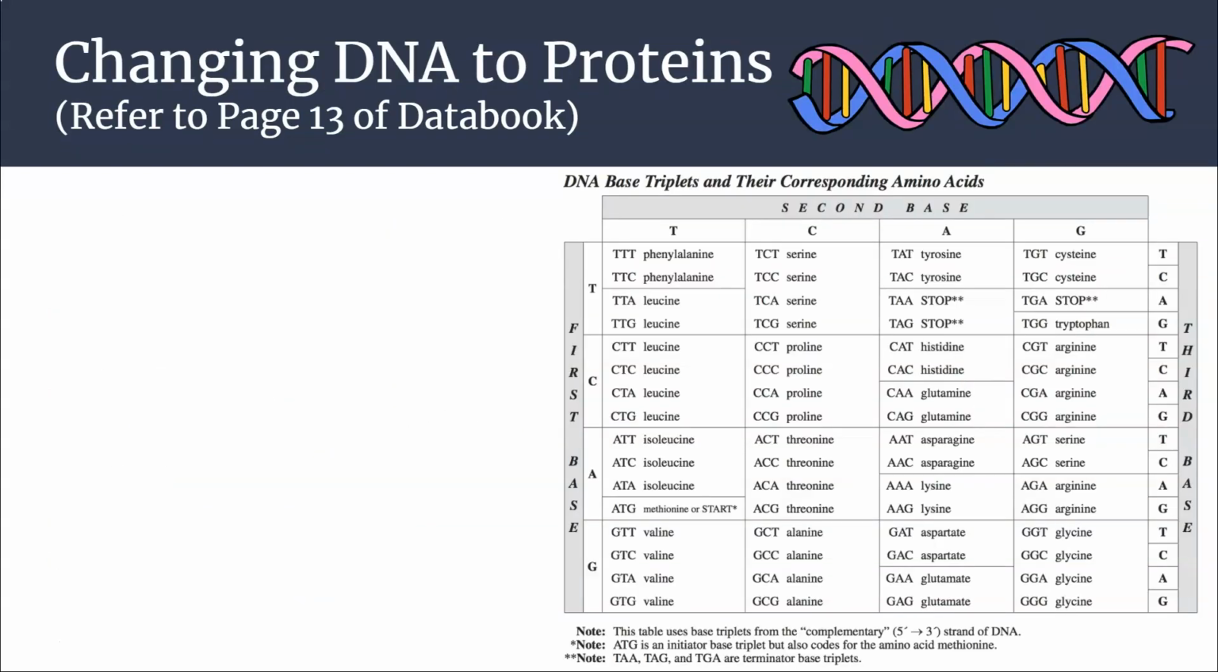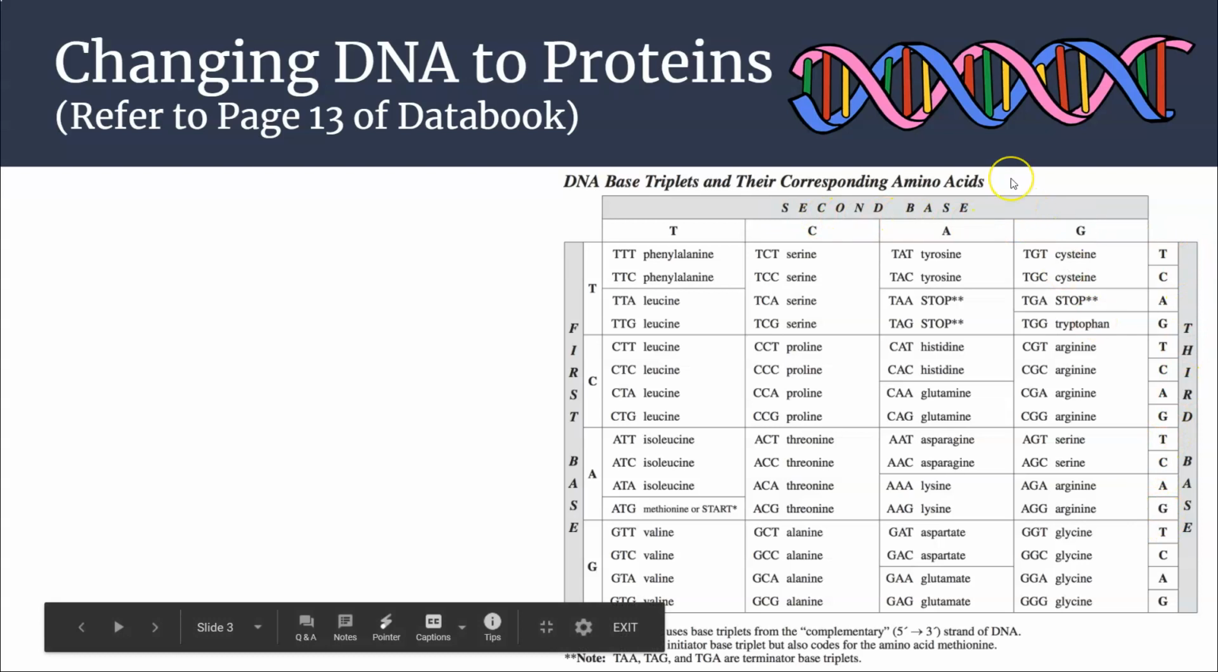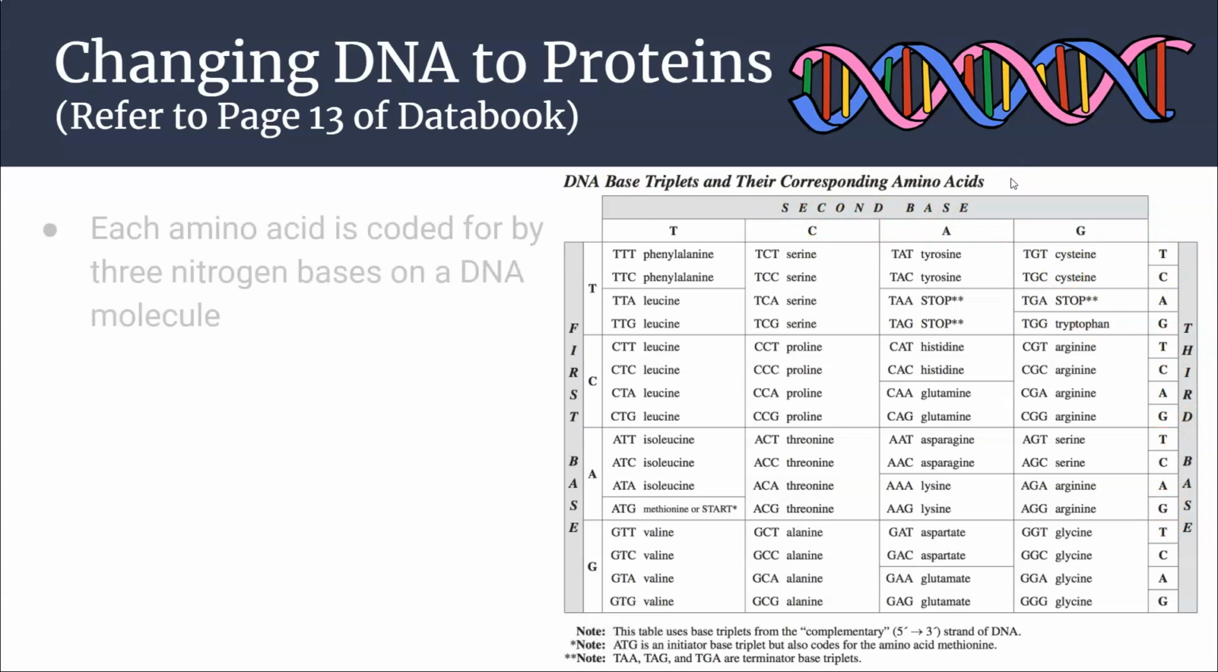So this picture right here is representing your data chart in your data booklet on page 13. What you can see here is called the DNA-based triplets and their corresponding amino acids. How you read this chart is on the side here you have the first base, along the top you have the second base, and then along this side you have the third base. As we go through, I'll show you what that looks like.